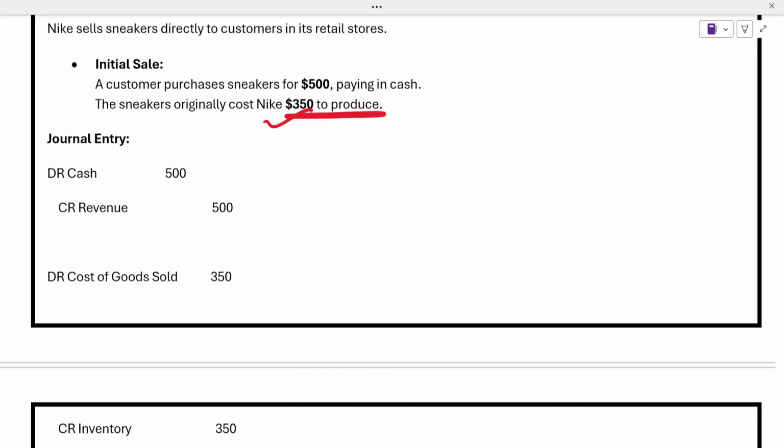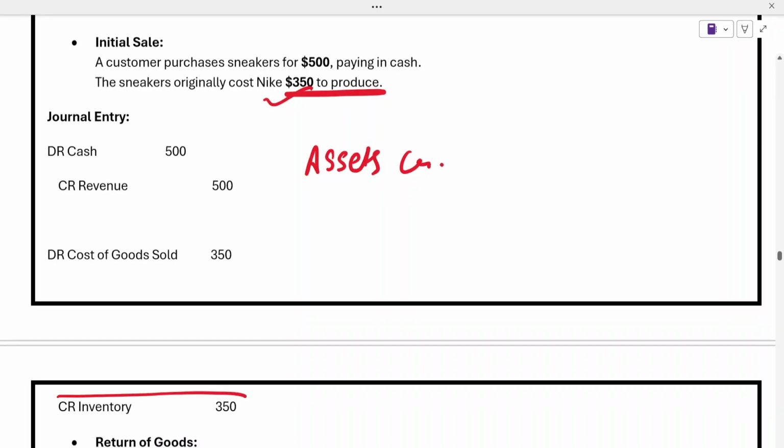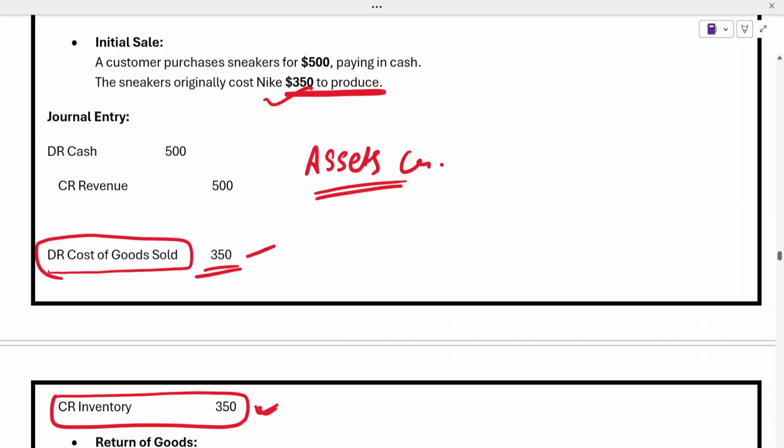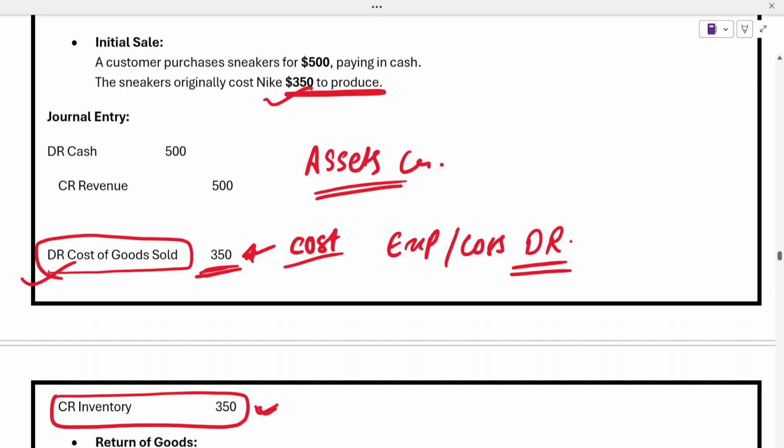So when our assets get reduced, we credit them. We will also pass another entry. The entry will be crediting the inventory, because our assets have been reduced. And we will be debiting the cost of goods sold, because this 350 is our cost, and based upon accounting rules, all the expenses and losses are debited. So this cost of goods sold is our expense, so it has been debited. The entry passed is cost of goods sold to inventory.